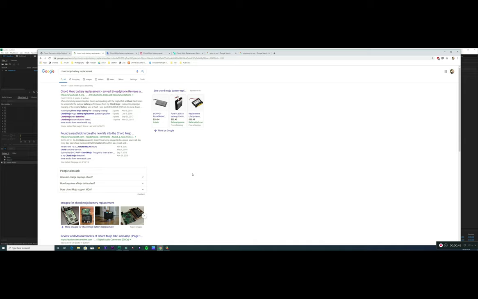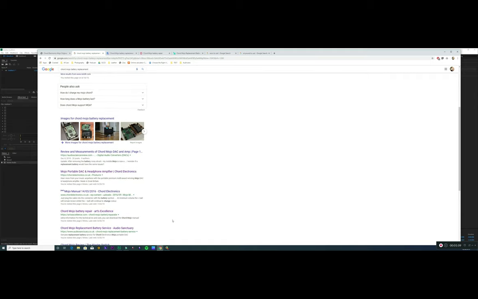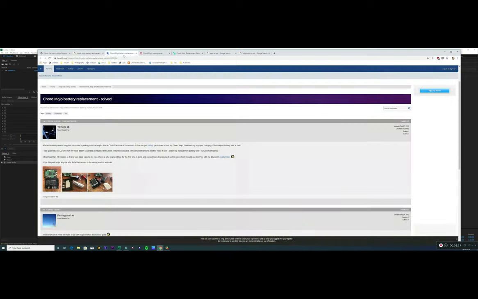The Chord Mojo's battery has a very specific amount of voltage that needs to be put into the device, and it has to be a specific size, and the actual connector into the board has to be a very specific type as well. So the safest thing to do is look for the actual battery replacement. There are only 3 options that I was able to find. Now, the first option is to take it to a local distributor, if you happen to have a local distributor or shop that will fix or replace the Chord Mojo.